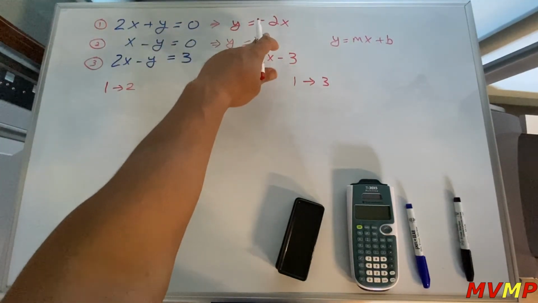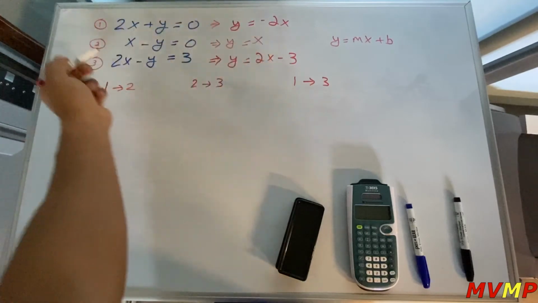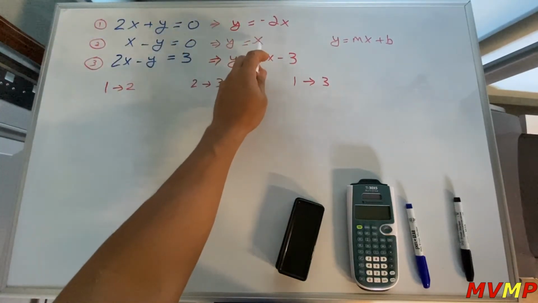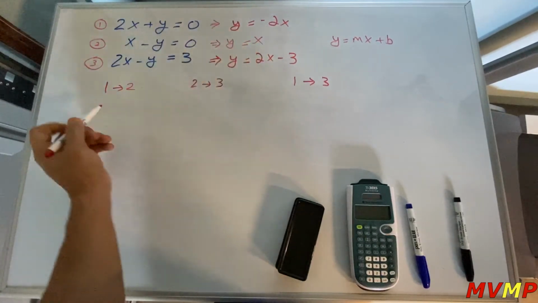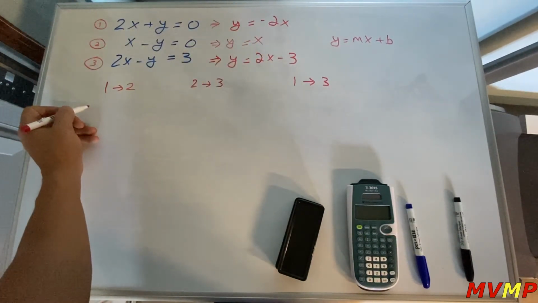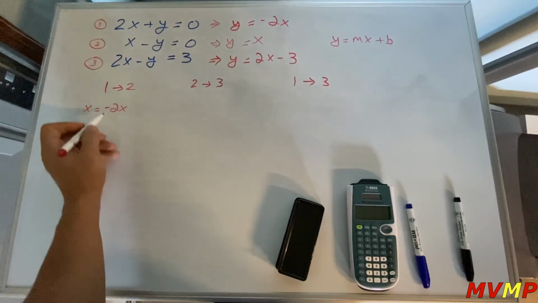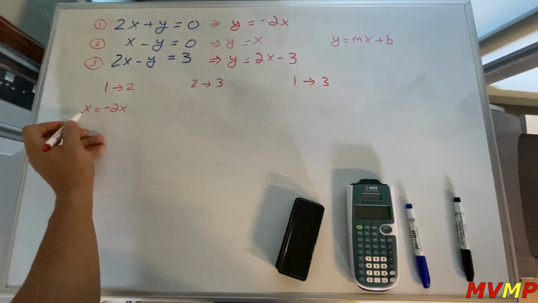As we can see, y is negative 2x, and in the other equation y equals x. So we just plug in an x where the y is. So it would be x equals negative 2x. You divide out the negative, you subtract.